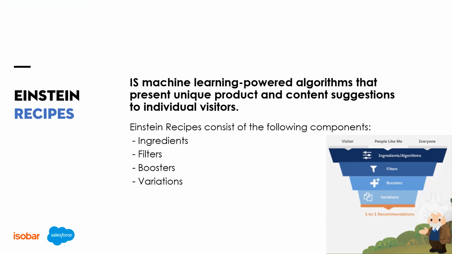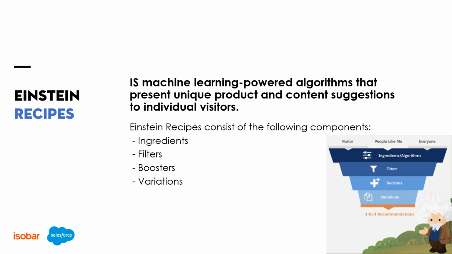as of now, we'll continue with Einstein Recipes because it's another part of bringing campaigns into Interaction Studio. Einstein Recipes are mostly responsible not for promotions and offers, but for product, content or service recommendations. Einstein Recipes are Interaction Studio's machine learning powered algorithms that present unique product and content suggestions to individual visitors.